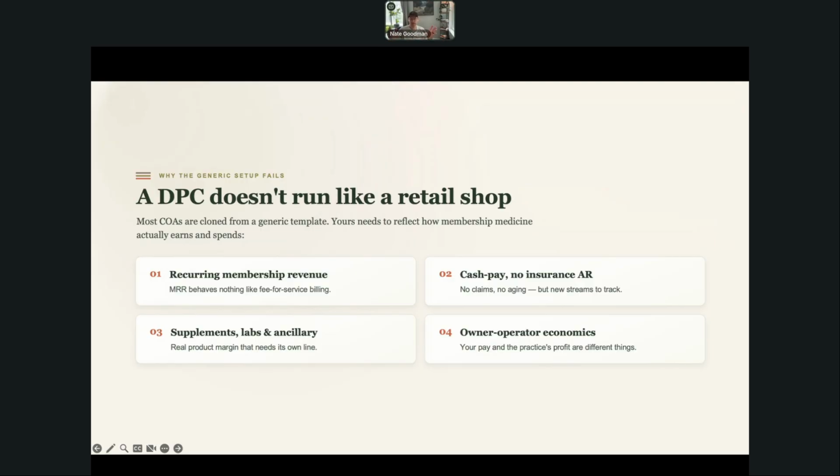We have a chart of accounts available for people here for what we see as a standard DPC one. That's in the resources section of our community. If you need it, you can always just shoot a message to me. I'm happy to help provide that.